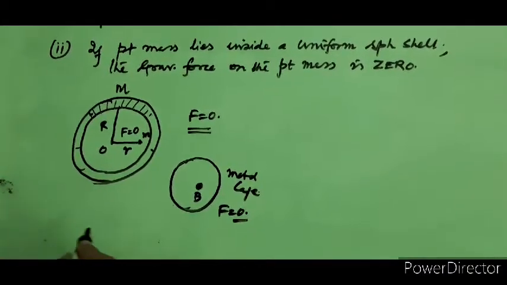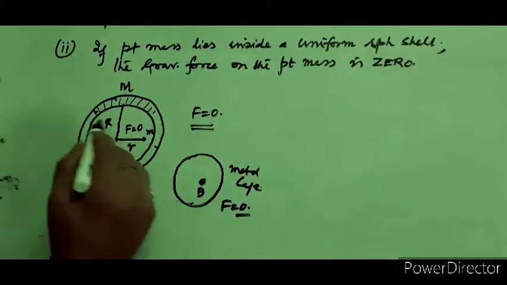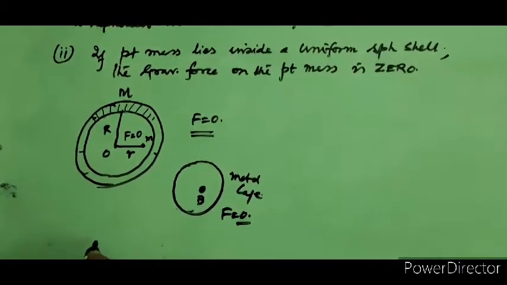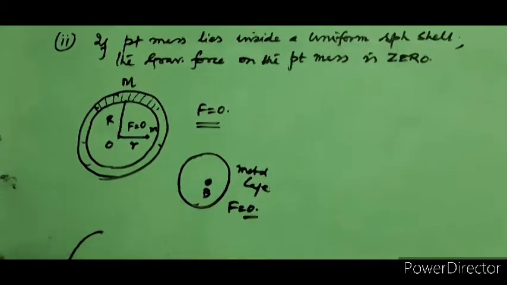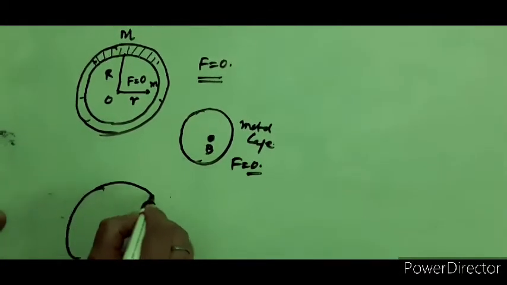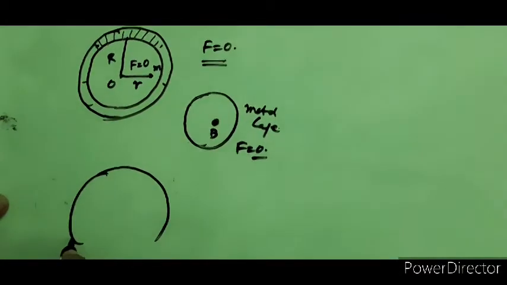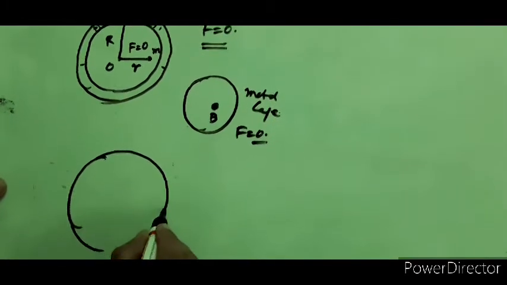Now, if this particular spherical shell is not there, if a complete solid sphere is there, that's also interesting.